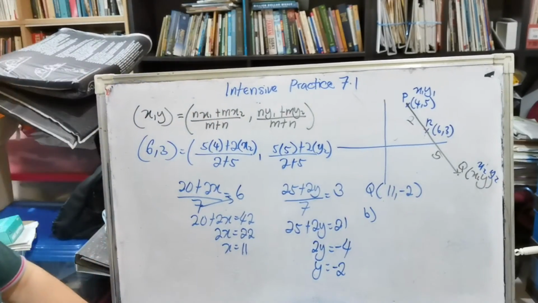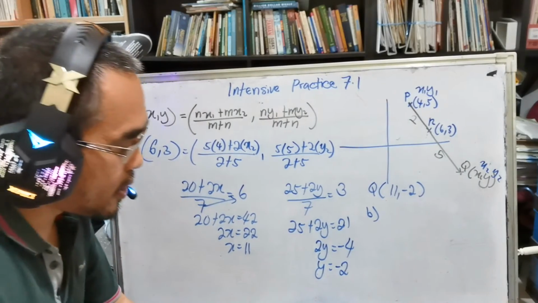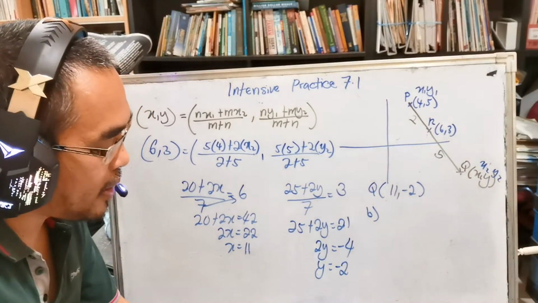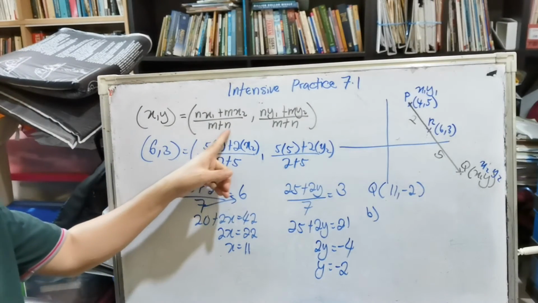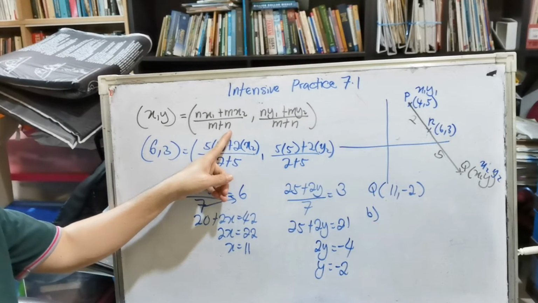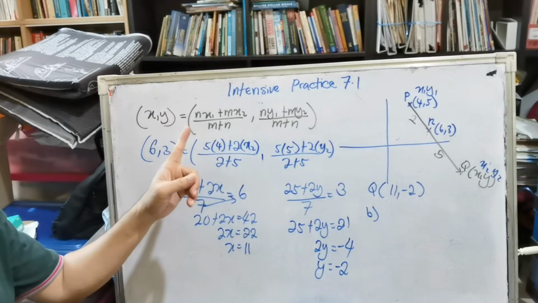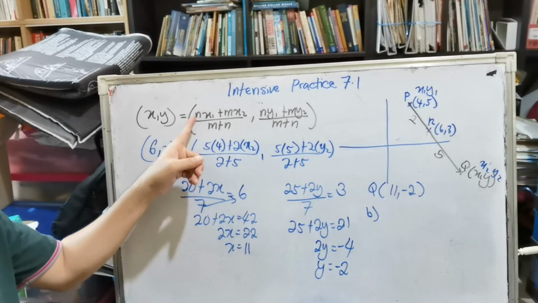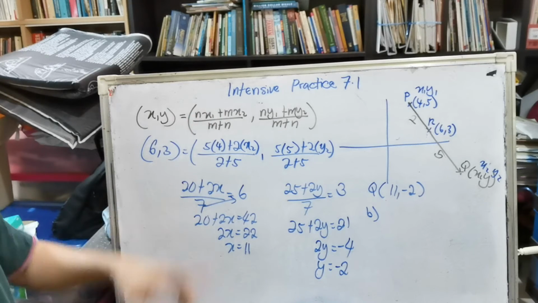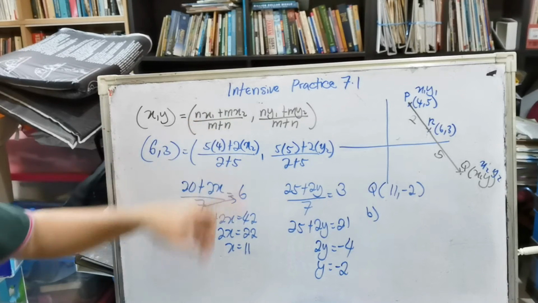And (b), what is the question? Okay, the coordinate of the midpoint of PQ. Actually, we can use this formula. m plus n will be 1 plus 1. Okay, so these all will be 1. n will be 1, m will be 1.